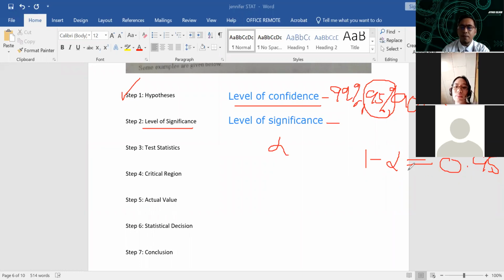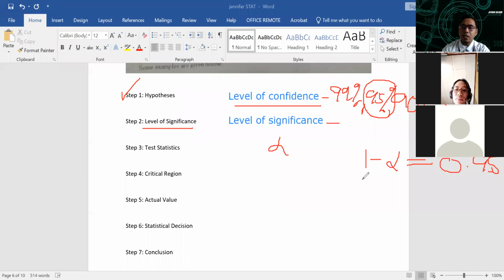So after that, you just equate this to the level of confidence that you have. Then you solve for alpha so that you will have your level of significance. And after that, you just transfer this to the other side. It becomes positive. From negative, it becomes positive. And this one to the other side. From positive, it becomes negative in the other side.